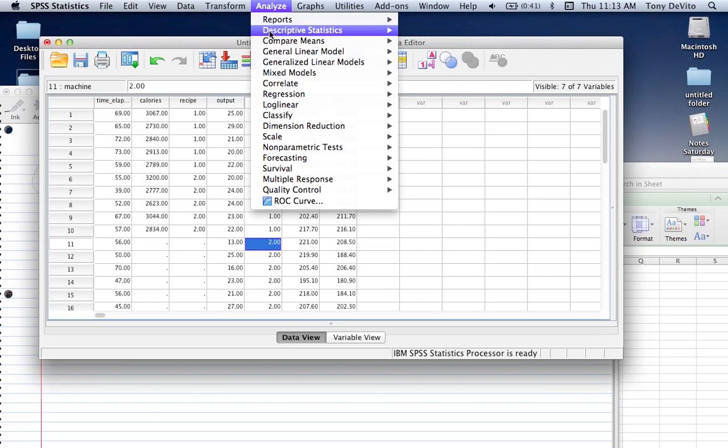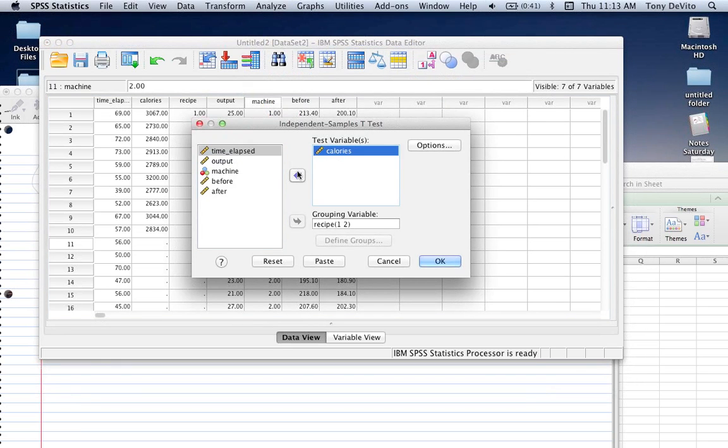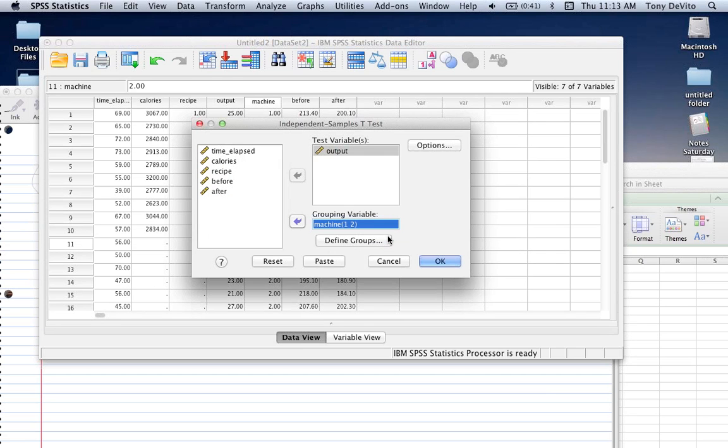Again, analyze, compare means, independent samples t-test, right? Except this time I'm looking at the output, the average output for the two machines. I'm going to put in the machine type as the grouping variable. Again, I got to tell it it's 1 and 2. It's already in there from the last time we did this. You got to move out the old data, move in the new data so that it realizes that it's comparing the machines, not the recipes. And I'm going to click OK.